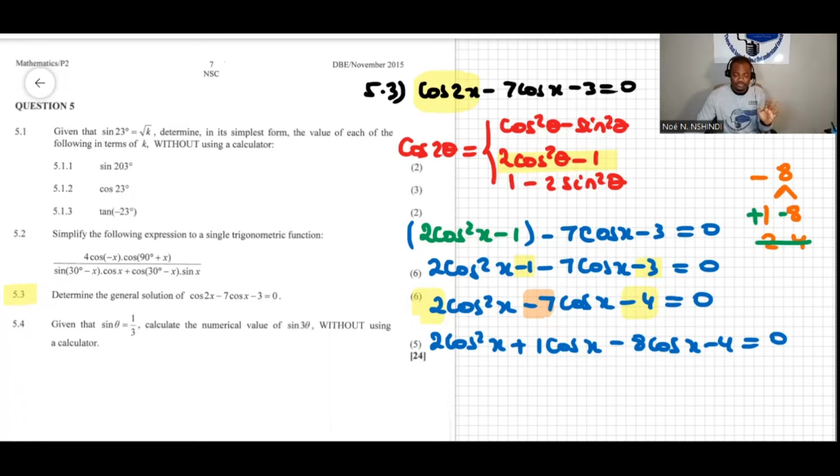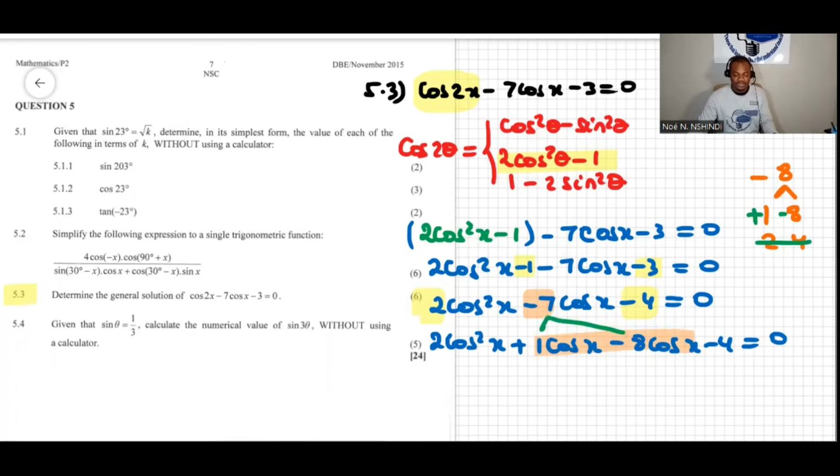If you struggle to see how to factorize, you can see my playlist on question 1s. There we did so many questions on factorizations. So we factorize it like that. We split the 3 terms into 4 terms because you notice that 1 cos x and -8 cos x is just -7 cos x.